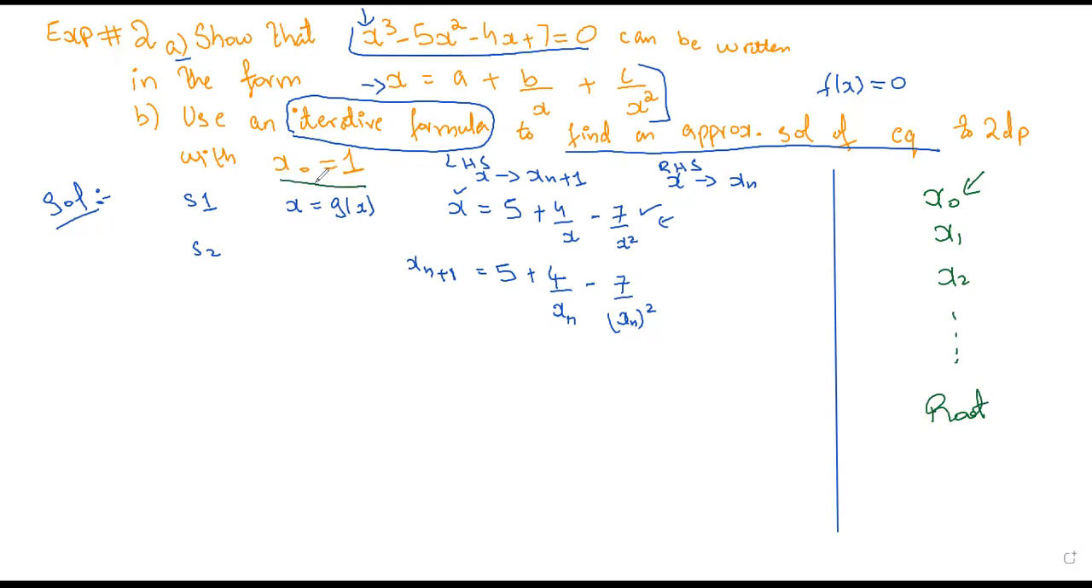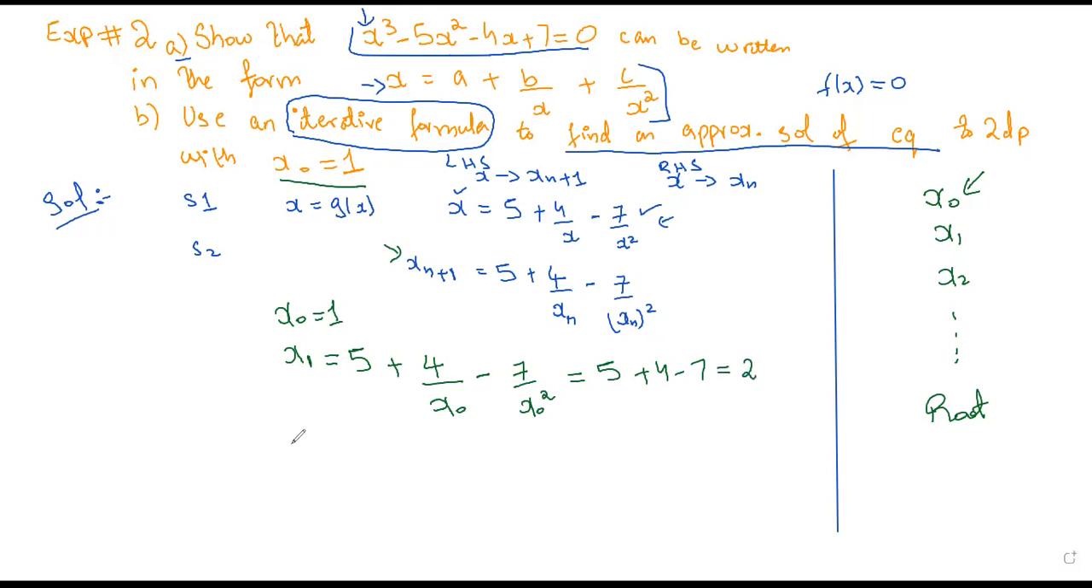They want us to use x naught equals 1. So we will take x naught equals 1, and x1 would be, use this formula, 5 plus 4 by x naught, which here is 1, minus 7 by 1 squared. So this would be 5 plus 4 minus 7, right? Do you agree? Yes. Perfect. So this is 2.